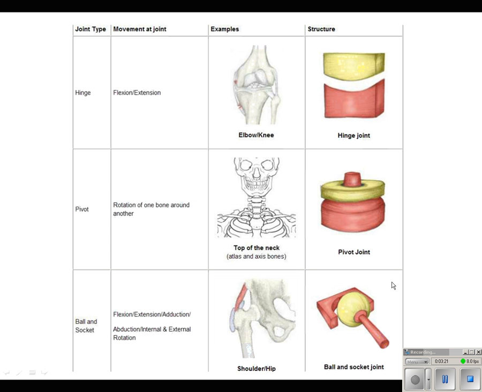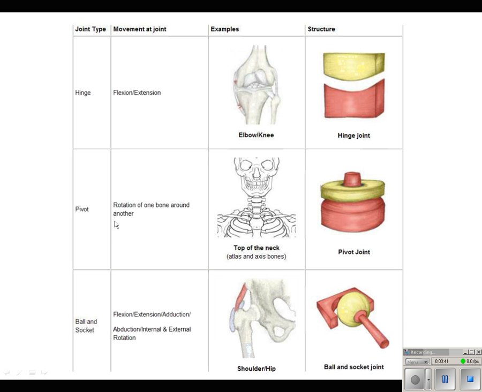I mentioned before the joints where the bones meet, and there's multiple types of joints. The first one is a hinge joint, which is found at the elbow or the knee, and it's just like a hinge. If you move your elbow up and down, or your knee back and forth, that's a hinge joint. Not a lot of movement there.